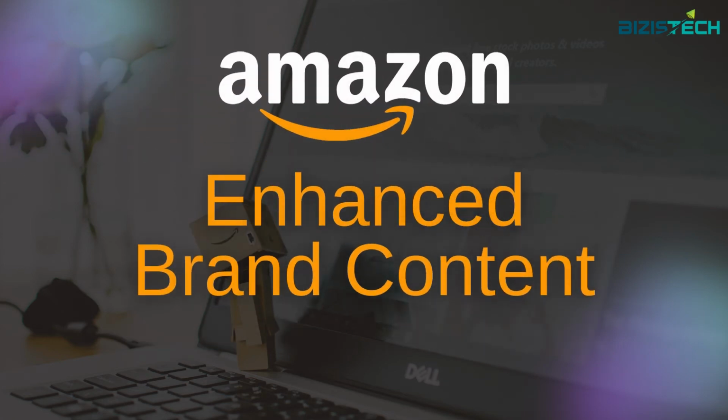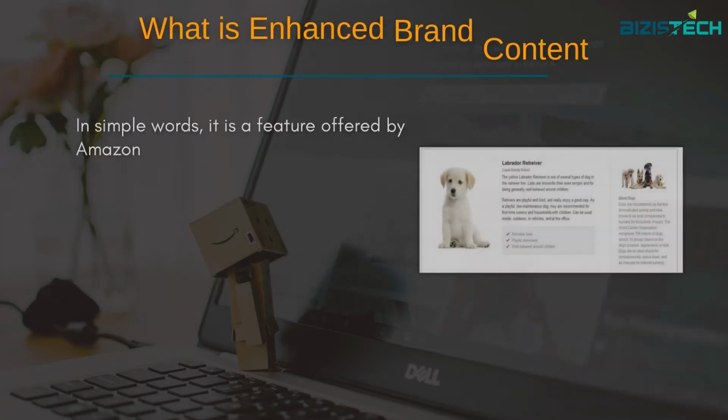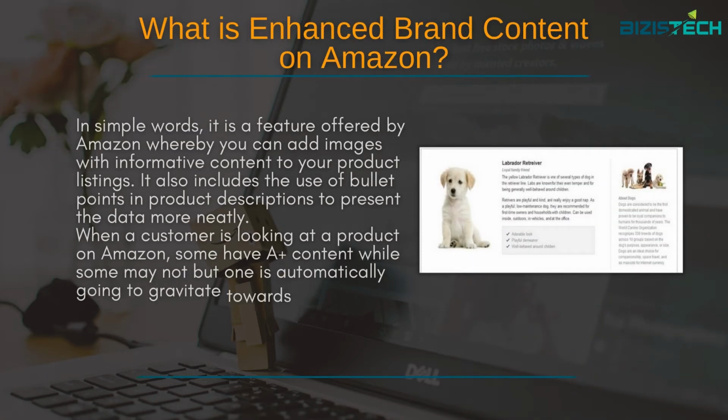So today I'm gonna tell you about Enhanced Brand Content. As you all know, its abbreviation is EBC. So what is actually EBC and where do we have to use it? In simple words, it is a feature offered by Amazon whereby you can add images with informative content to your product listing. It also includes the use of bullet points and the product description to present the data.